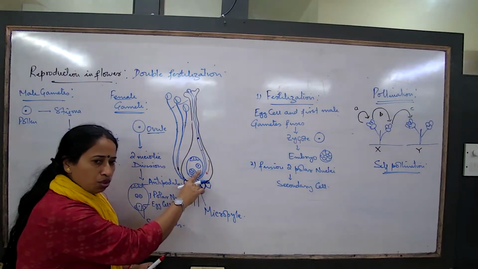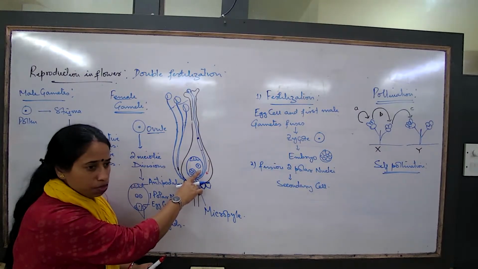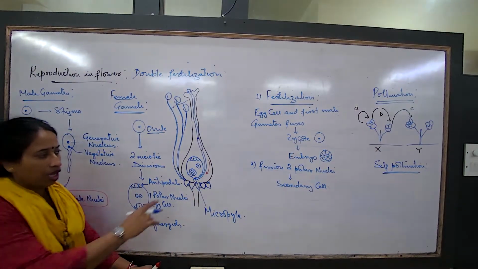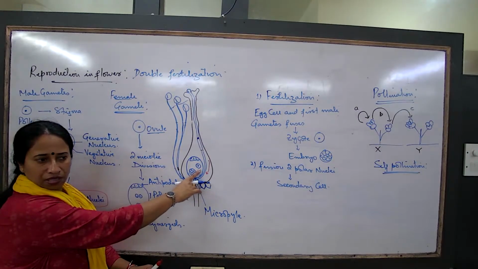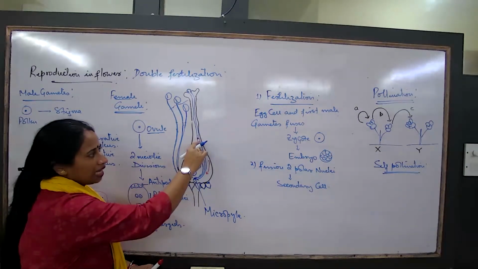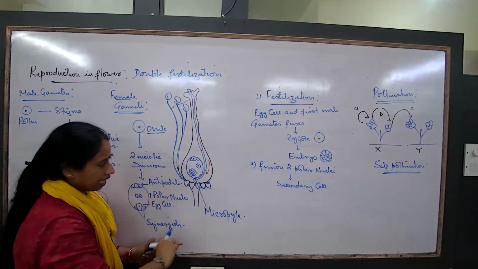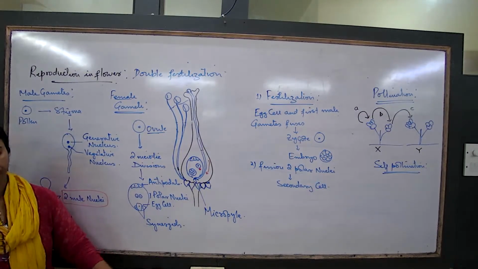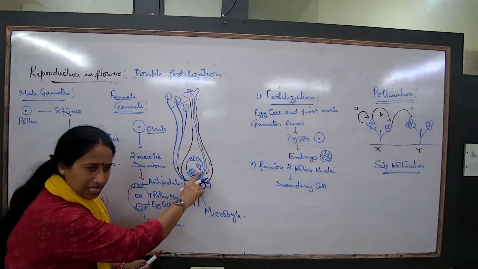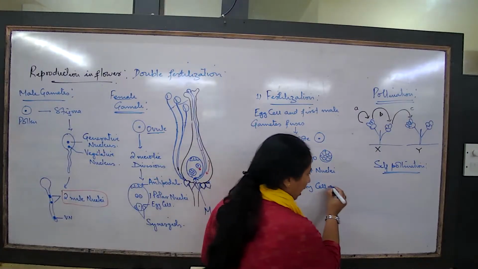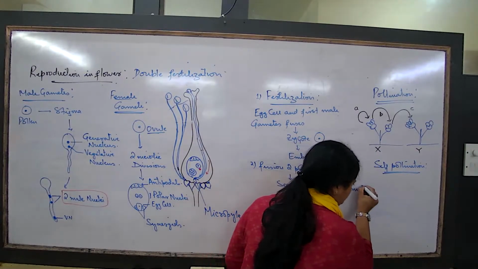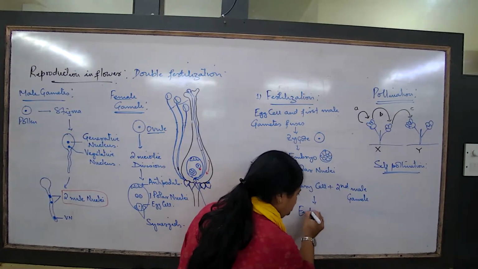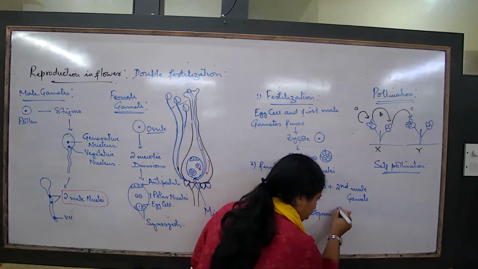Is the fusion of the two polar nuclei fertilization? No, both are female gametes. That's why it is not fertilization, not a problem. So by that time, this secondary nucleus is formed. The second male gamete will come and get fused. The male gamete is moving and fuses with the secondary nucleus. This secondary nucleus, the secondary cell, and the second male gamete will fuse together and result in the formation of an endosperm.